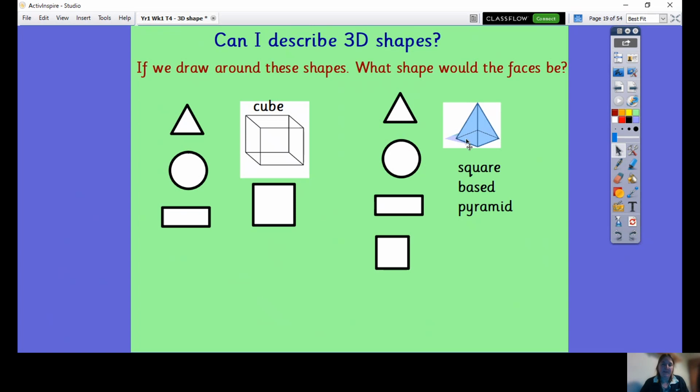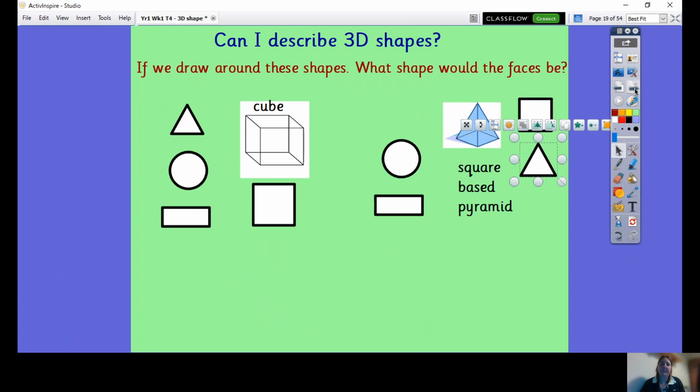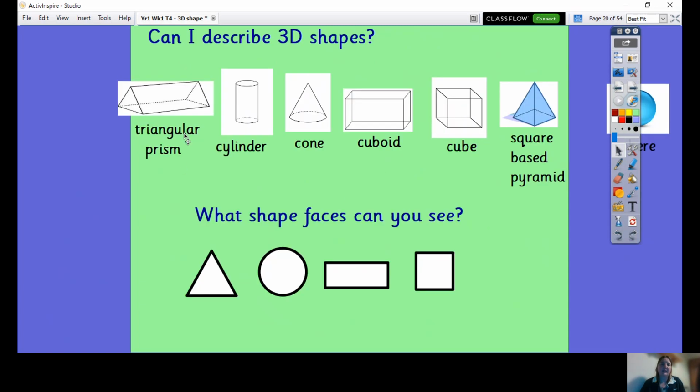My square base pyramid. If I had my pyramid up there and drew around the bottom of it, you can see it would make a square shape. That's why it's called a square base pyramid. But then if I drew around one of the side bits there, can you see that that is a triangle? So thinking here then, how could I describe these 3D shapes? If I drew around these shapes here, what shape would I have?